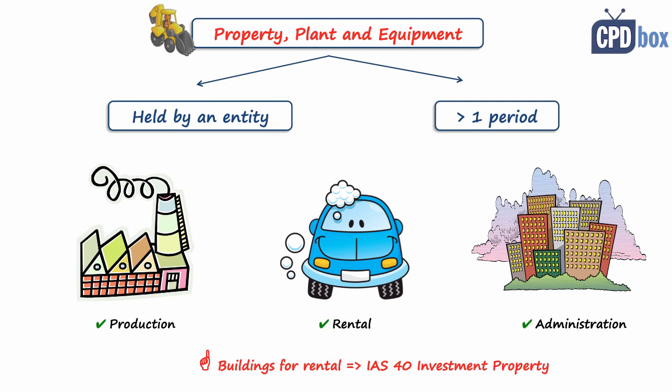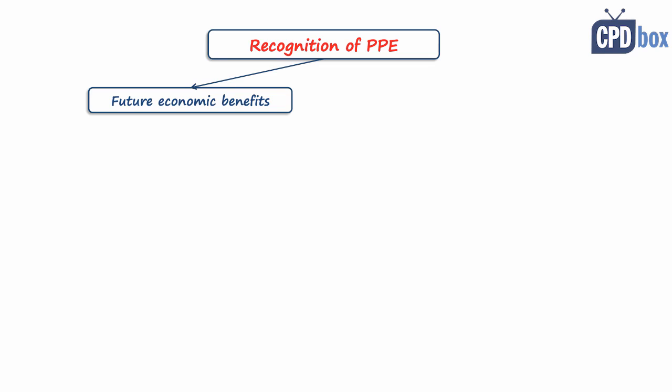In order to recognize property, plant and equipment as an asset, both of the following must be fulfilled. First, it must be probable that the future economic benefits associated with the asset will flow to the entity, and it means that the enterprise will receive rewards from the usage of an asset, and on the other hand, it will carry risks associated with the asset, for example, repairs.